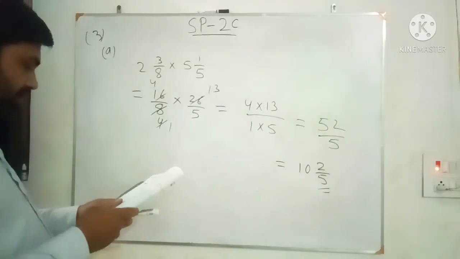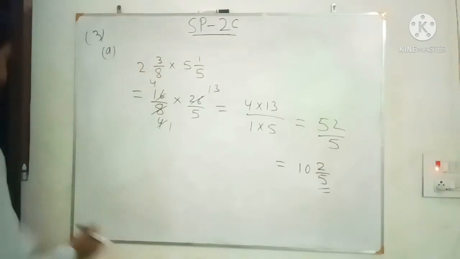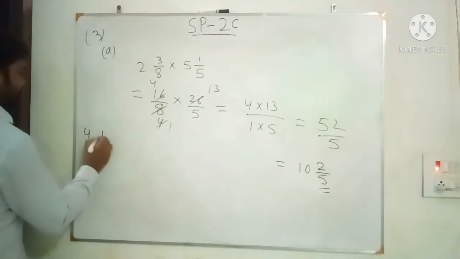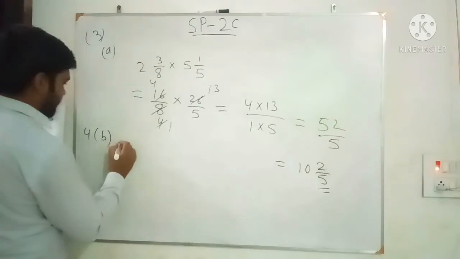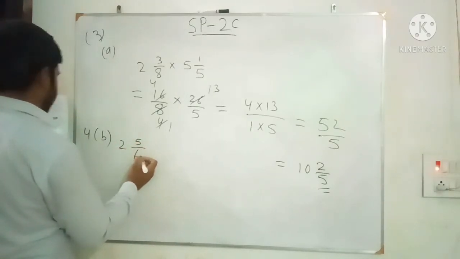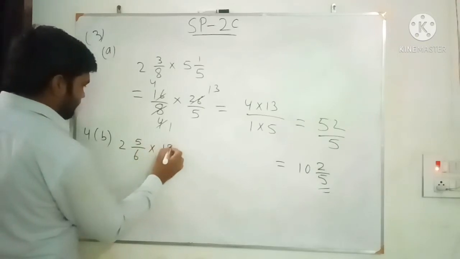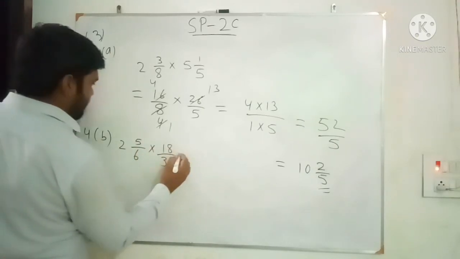Now we do the question number 4b. 2 5 by 6 multiply 18 by 35 multiply 3 8 by 9.